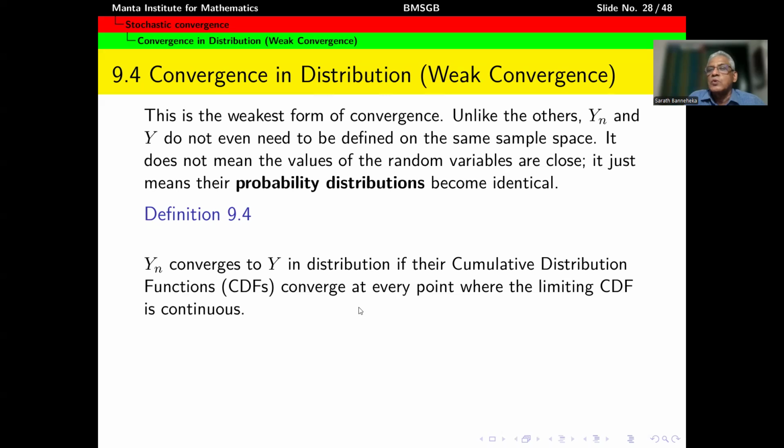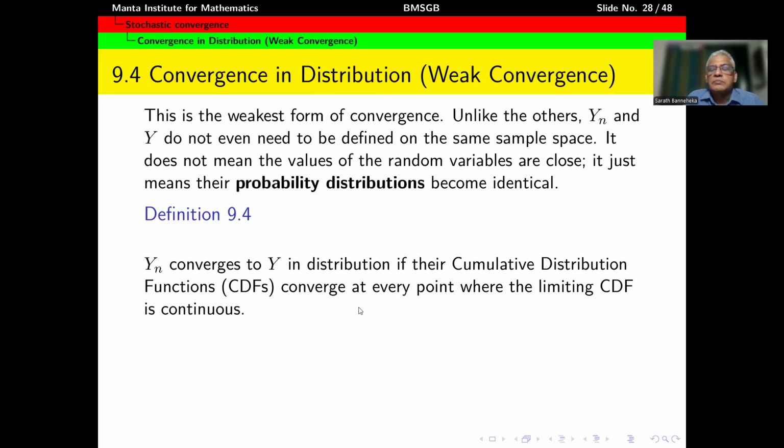When we discussed almost sure convergence, we were looking at a sequence of random variables, say yn, defined on the same sample space, and the limiting random variable y also had to be defined on the same sample space. The scenario was the same when we considered convergence in probability, and similarly convergence everywhere. But in this case, we may be looking at two different sample spaces.